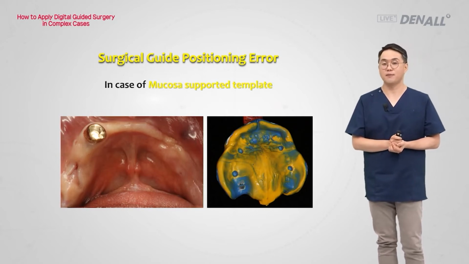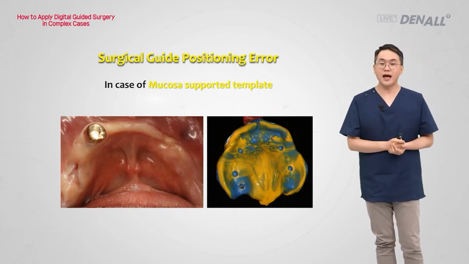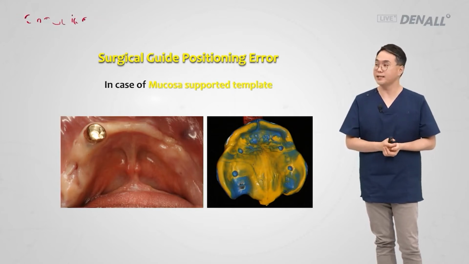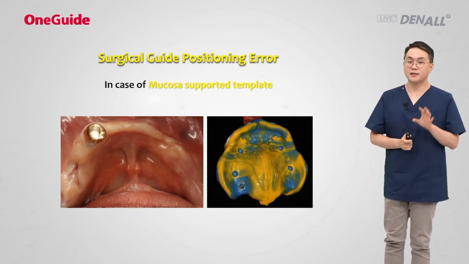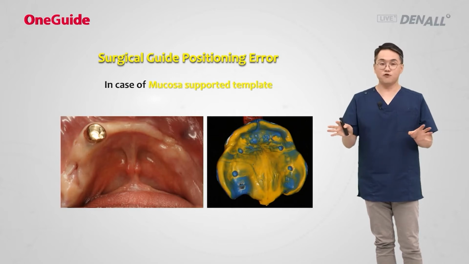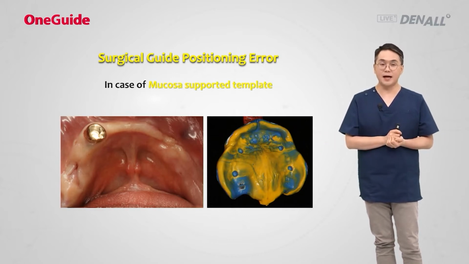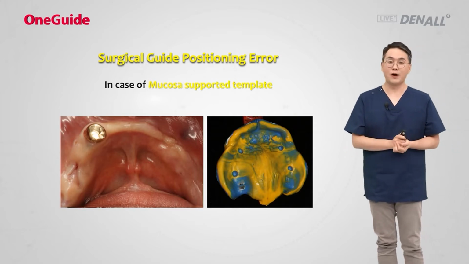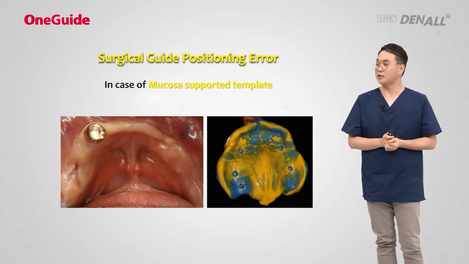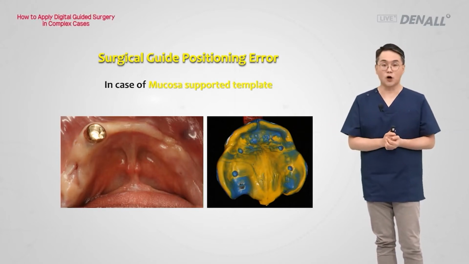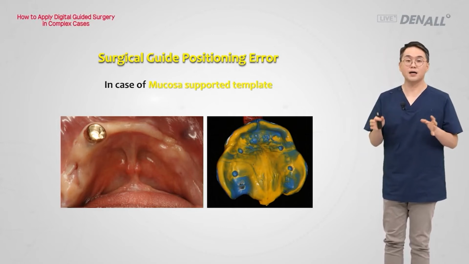We need to think about several things. There are many different types of guide. Depending on how the guide is supported, there are three types. Tooth supported means it is supported by teeth. If the support comes from teeth and mucosa, then it is called tooth and mucosa supported. If there are no teeth, it is completely mucosa supported. In this case, most of the support of the guide comes from the mucosa.